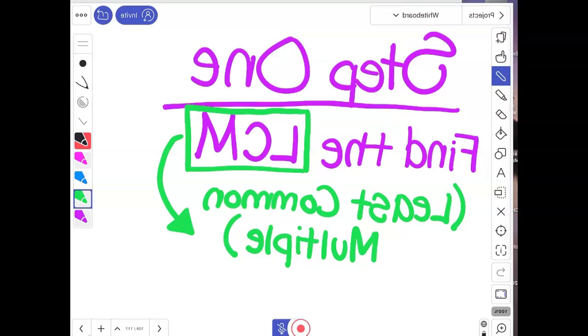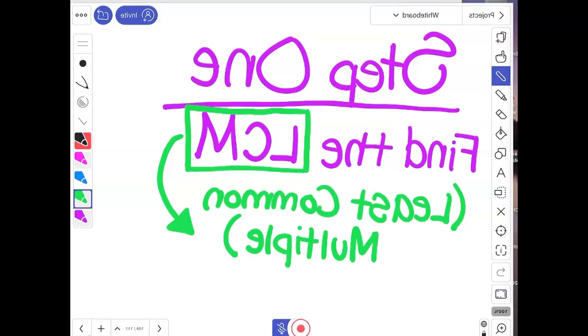A multiple is a word that we use in math a lot, and those are the numbers that we get when we multiply by things. So for example, the multiples of 2 are the numbers we say when we multiply by 2, like all the different products. 2, 4, 6, 8, 10, 12, 14, 16, 18, 20, and on forever. Those are the multiples of 2. It's the numbers we say when we skip count by that factor.